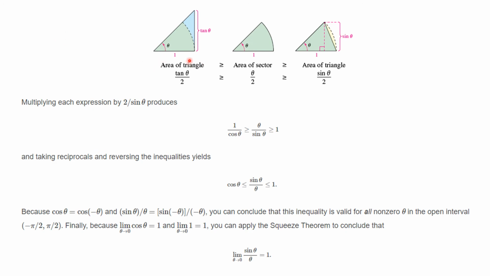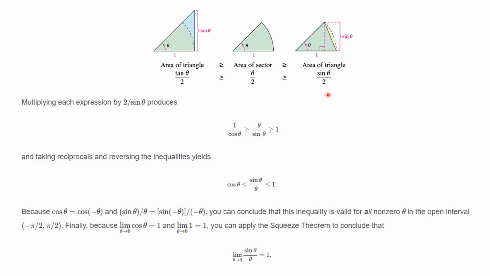So 1/2 of 1 times the height, tan theta, is the area of this triangle. Now the area of a circular sector is 1/2 theta r squared, but r is 1. And so this is 1/2 of theta because r is 1. And the tiny triangle is 1/2 the base times the height. The height we've already discussed is sine of theta. And so this is 1/2 sine of theta times 1. So this is what we have.